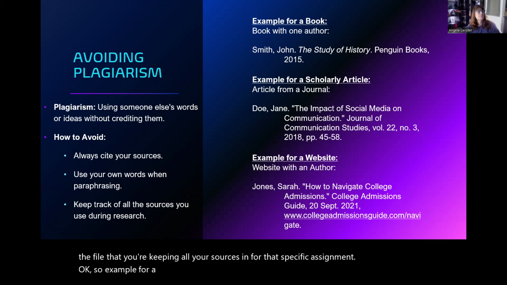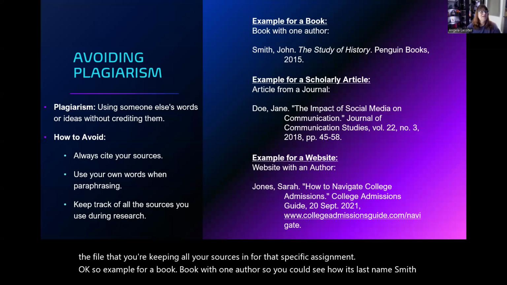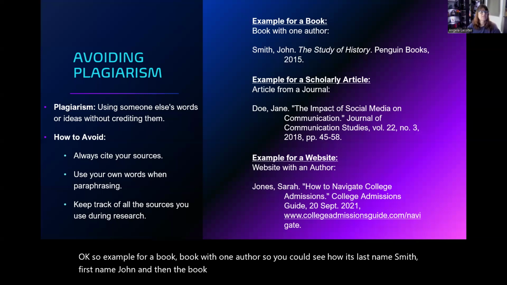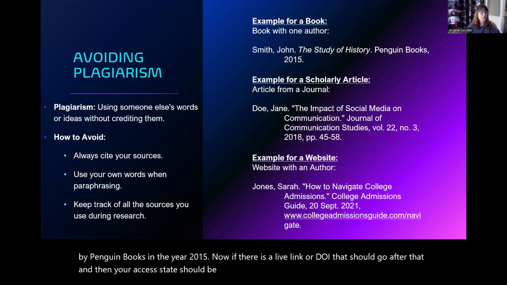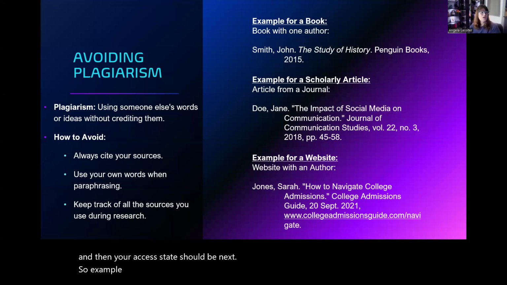Book with one author. So you can see how it's last name Smith, first name John, and then the book is in italics, The Study of History. It was produced by Penguin Books in the year 2015. Now, if there is a live link or a DOI, that should go after that, and then your access date should be next. Okay. So, example for a scholarly article.